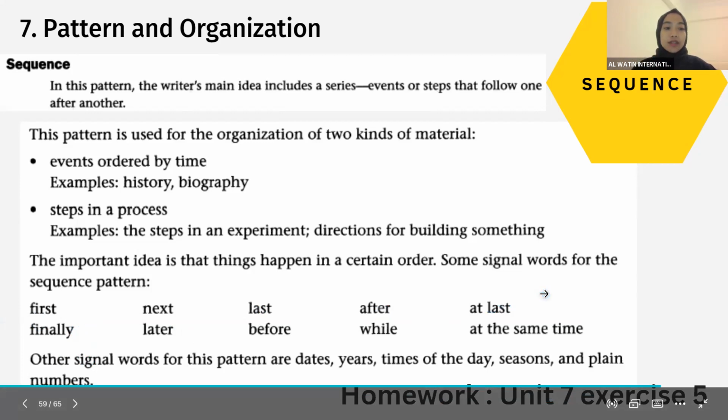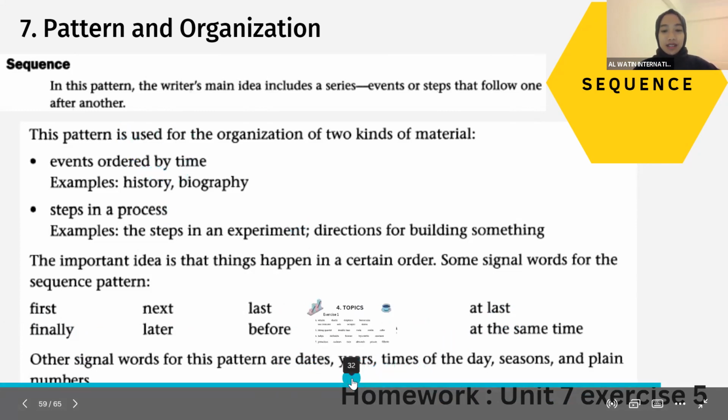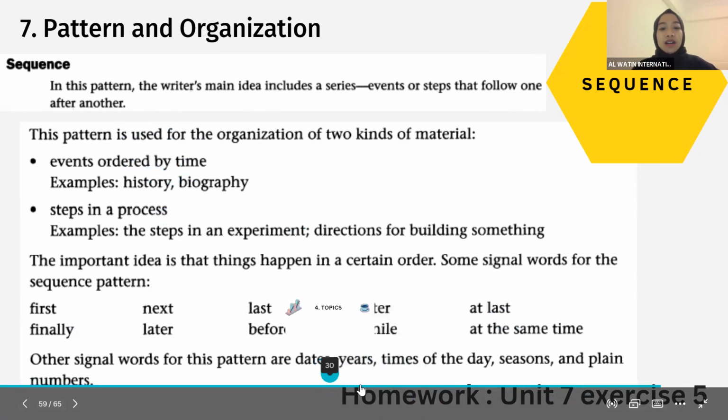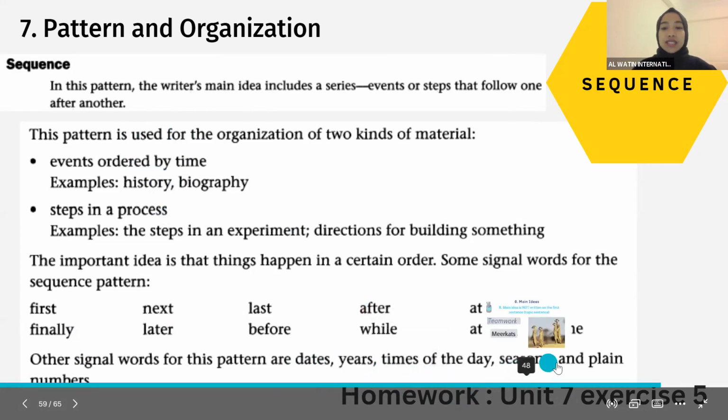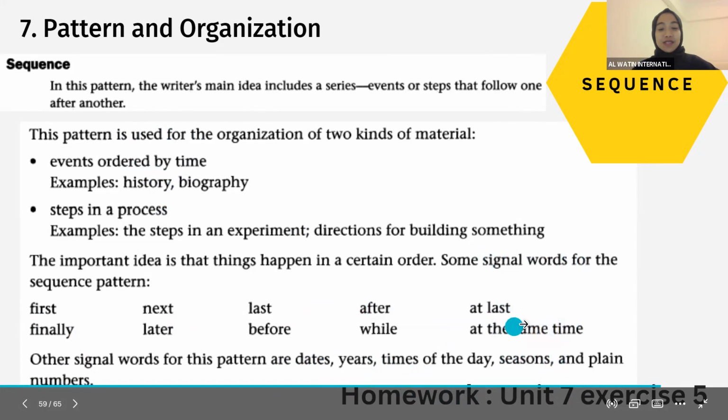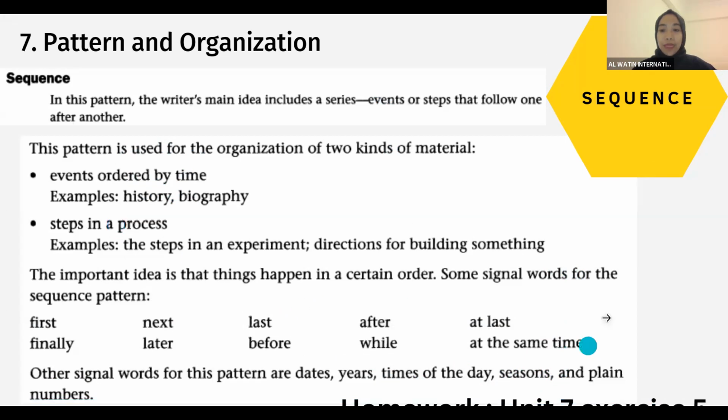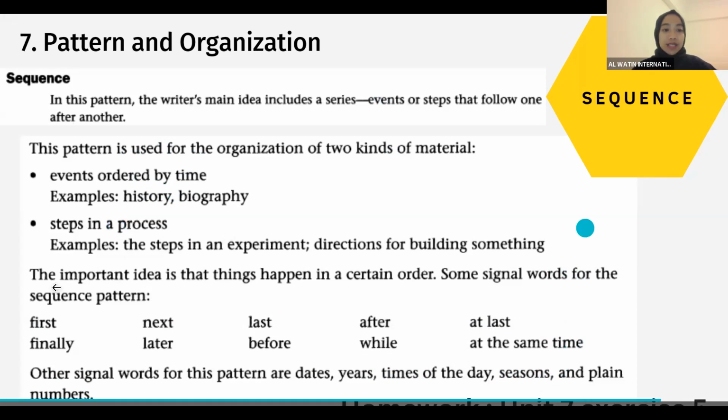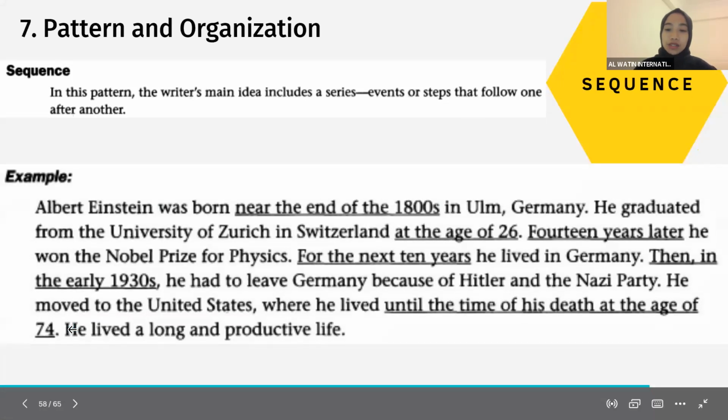What else? Other words. We can also write the date or the year or time. For example, in history, we use the years a lot, like in the year 2010, or times of the day like at 2 p.m., or using the season, in the winter, last winter, and so on. So that's the words we can use. Now, let's see the example. Let's go back to the example.